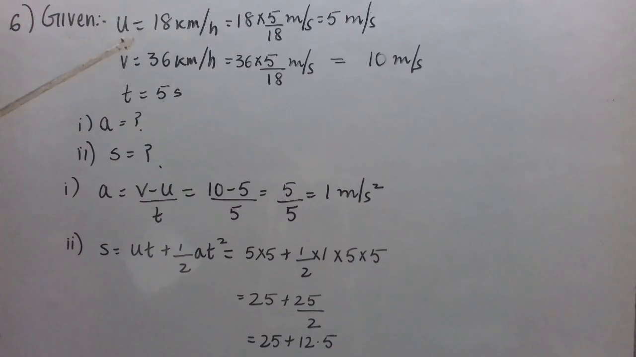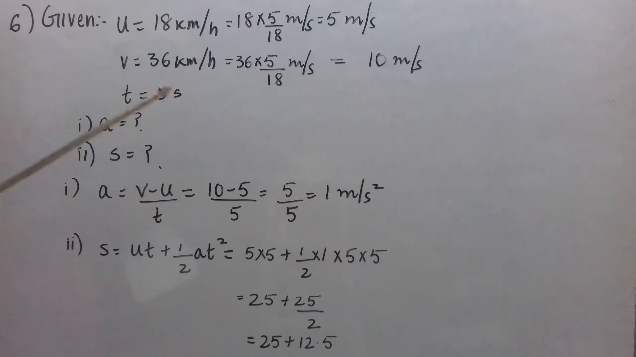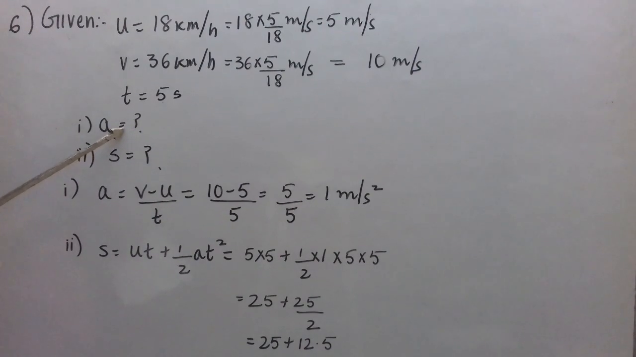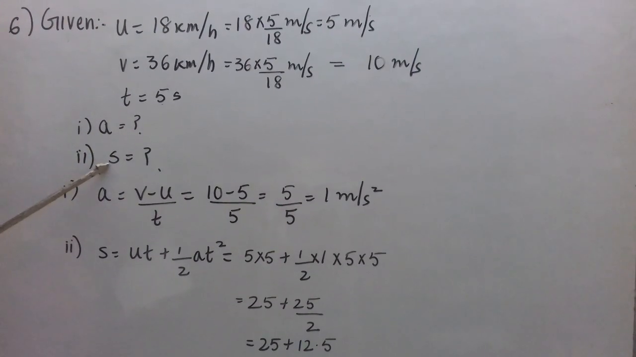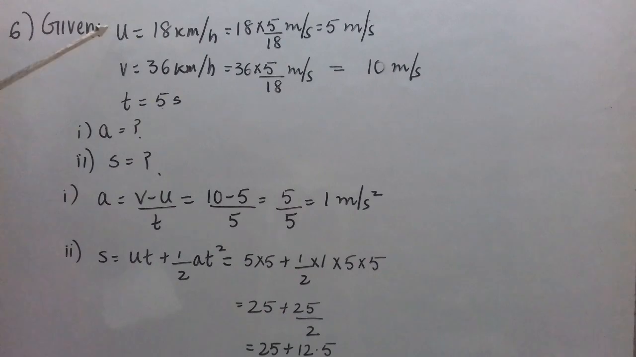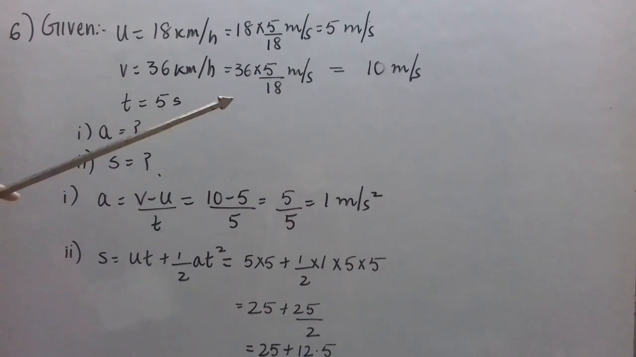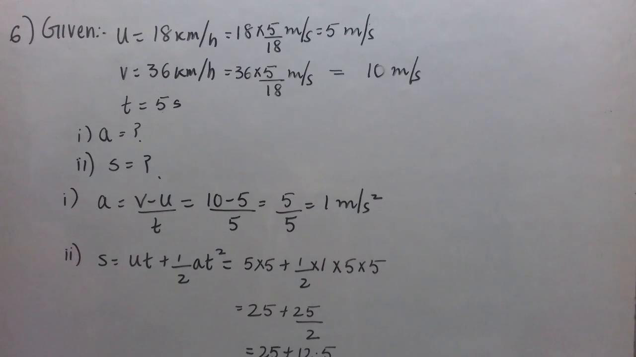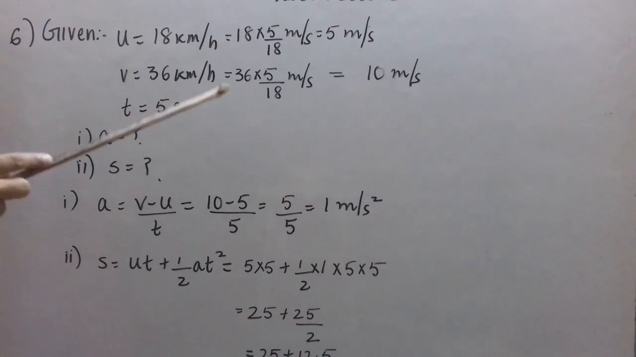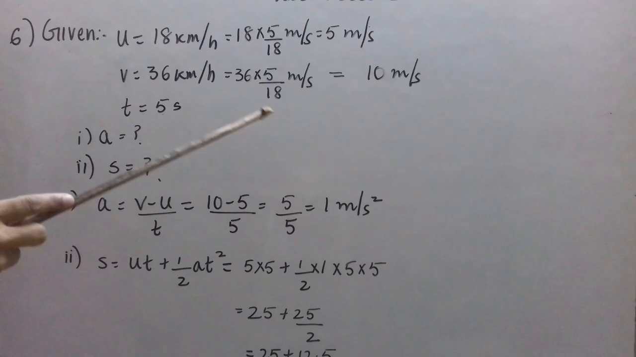Initial speed u is 18 km per hour. Final speed v is 36 km per hour, and in 5 seconds it means time is 5 seconds. Calculate the acceleration. You have to find one, acceleration a, and the distance covered by the car in that time, so second is s. We have written what is given. So let us see if any conversion is required. Yes, u and v, we have to convert into meter per second. Now multiply each of them by 5 by 18, and then 18 gets cancelled. U becomes 5 meter per second, and v becomes 18 twos are 36, 10 meter per second.